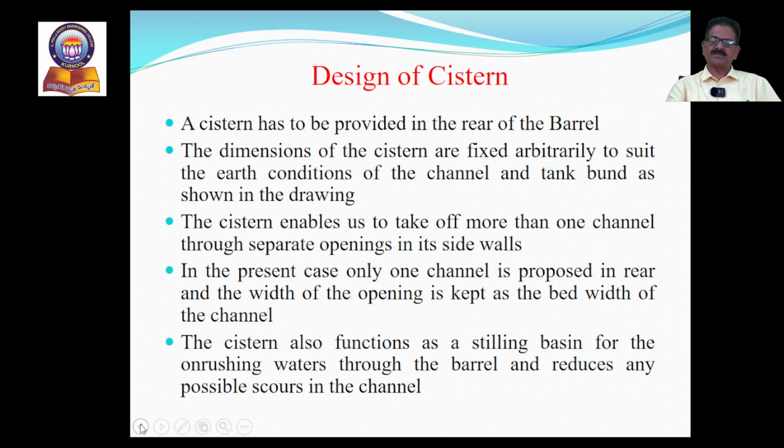The cistern also functions as a stilling basin. This is another function served by the cistern. It acts as a stilling basin for onrushing waters from the barrel and reduces any possible scour in the channel. In most cases, if the velocity of flow in the sluice barrel is high, scouring may take place. So to reduce the velocity of flow, we are providing this cistern. These are the two major purposes for which the cistern has to be provided.